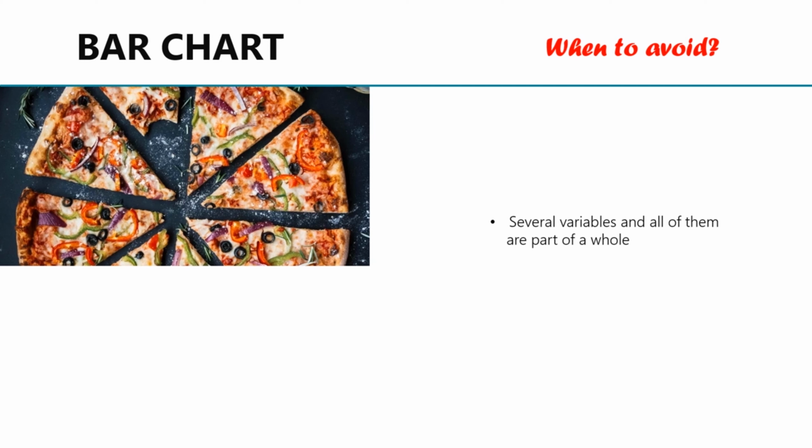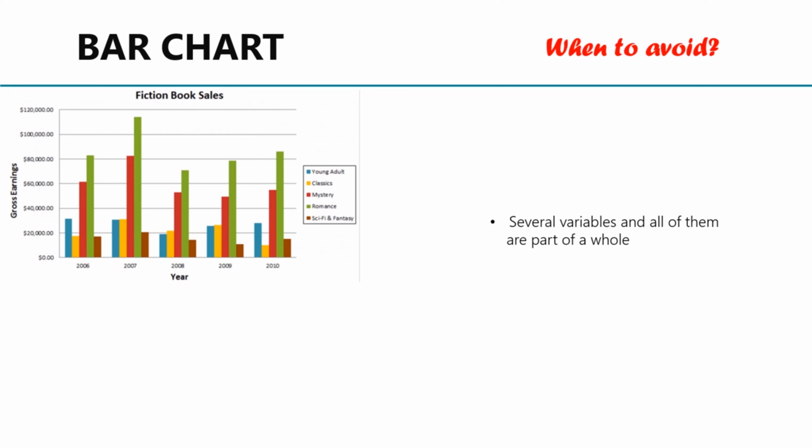Simple bar charts are far from ideal in situations when we have several variables and all of them are part of a whole, such as the case in the fiction book sales chart we showed you. There were 5 categories: young adult, classics, mystery, romance, and sci-fi, all of which account for all fiction books, meaning their sum gives us the total volume of the fiction book sales market. Do we get any of this information with this bar chart?